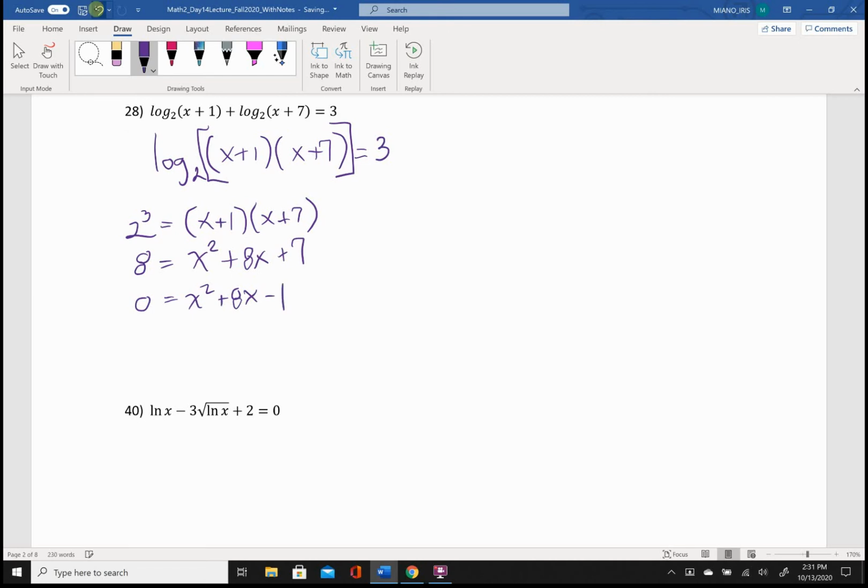Minus 1. We get something that turns out it is not factorable. Believe me, I tried. So we can always, though, rely on the quadratic formula. X equals opposite b plus or minus the square root of b squared minus 4ac. Specifically for this one, it'll be negative 8 plus or minus the square root of 8 squared minus 4 times 1 times negative 1.